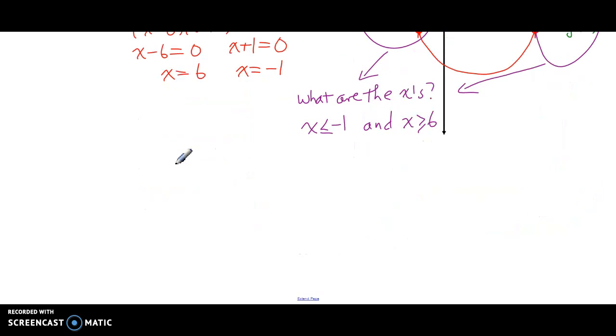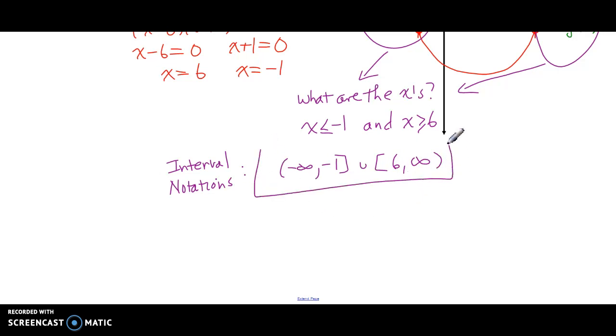Typically, the answer to something like this will be in interval notation. That's the expectation in most textbooks. So in interval notation, we have an interval that goes up to -1, so from negative infinity to -1. And then we also need to include the interval that goes from 6 to infinity on the right. So the interval notation of your answer would look like that.